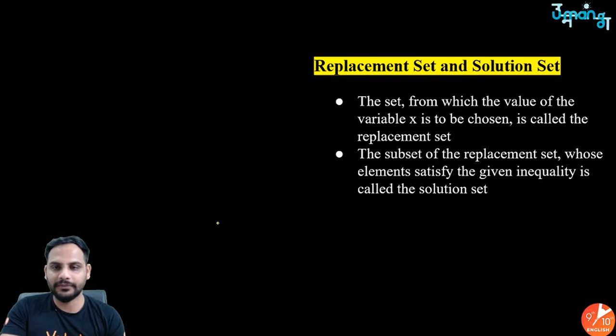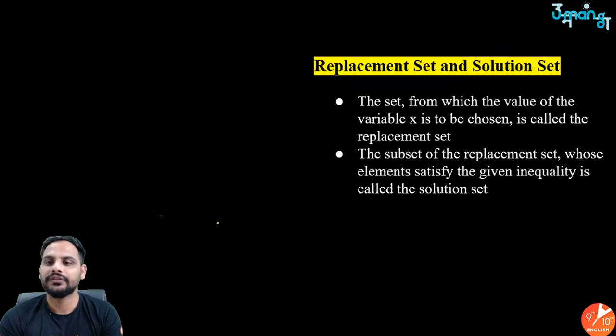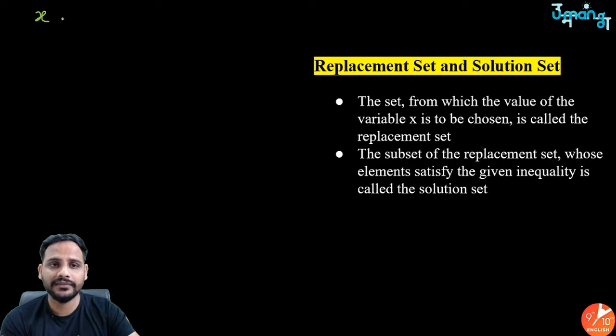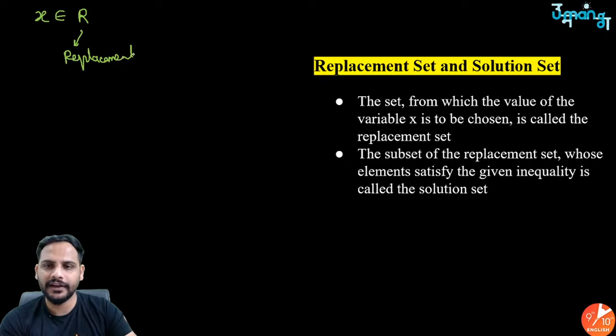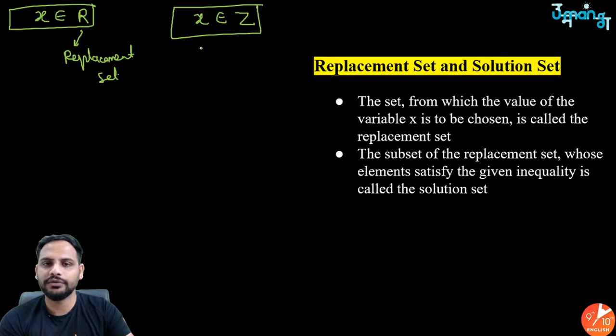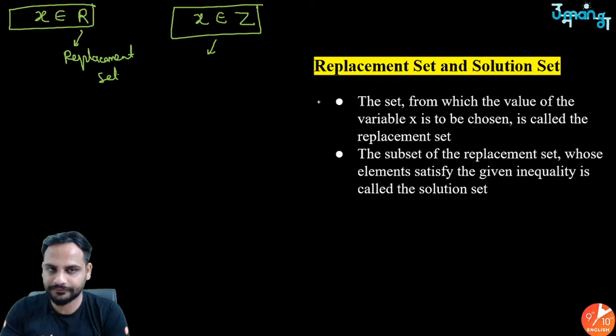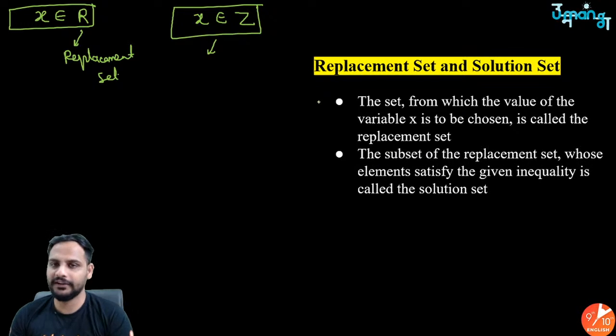Now look, let's solve some questions. Now look, one more thing, graphically, the replacement set and solution set. So the replacement set is the values from which the variable x is to be chosen. Meaning, sometimes I'll give you that x belongs to real numbers. So this means your replacement set: the values of x should be from the real numbers. If I say x belongs to integers, here you'll get to know that the values of x should be chosen from integers only. So this is called the replacement set.